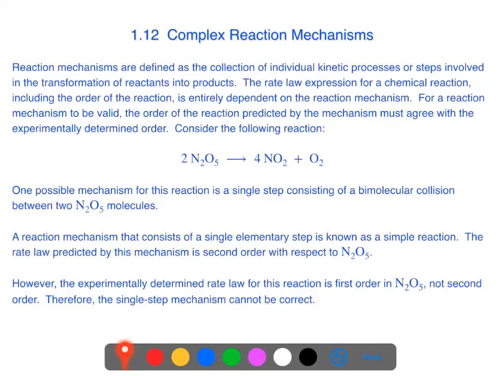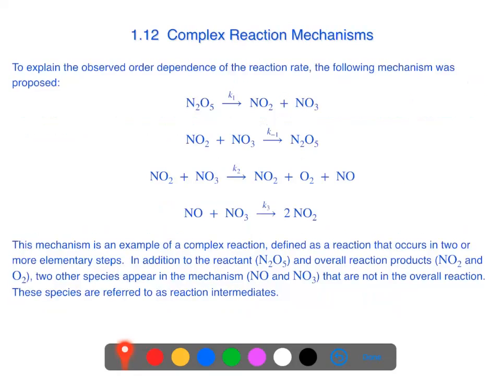Now, a reaction mechanism that consists of a single elementary step is known as a simple reaction. And so in this particular example, the rate law predicted by this mechanism would be second order with respect to N2O5. Because if this were an elementary reaction step, this is a bimolecular step and therefore second order with respect to that reactant. However, what's found experimentally is that this reaction is first order in N2O5 and not second order. Therefore, the single step mechanism shown here cannot be correct.